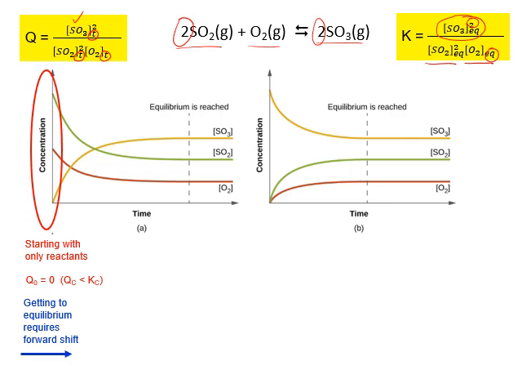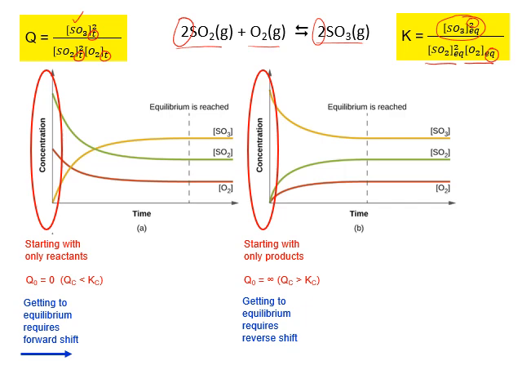The second example on the right starts with only products. Here, the value of Qc would be infinity. By plugging 0 in for the reactant concentrations, since those are in the denominator of the fraction, we get a value of infinity for Q. This means that Q must be greater than Kc, and the reaction is going to have to shift or proceed in the reverse direction to reach equilibrium. Reactions will always proceed in a direction that takes them towards the equilibrium position.